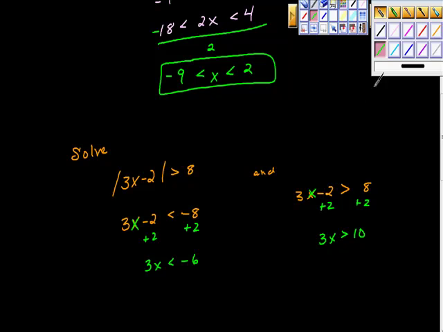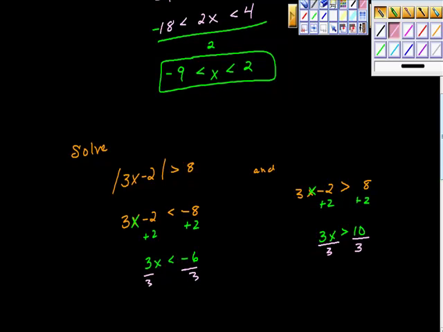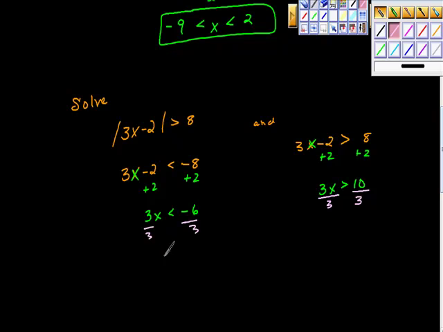Going to divide everything by 3. So divided by 3, divided by 3, divided by 3, and divided by 3, because we're going to get more than one solution here, right? We're going to get this solution set. And x is less than negative 2. And over here we'll get x is greater than 10/3. So in this case, this is what our answer looks like. I'm going to go back and fill in what that would look like also.